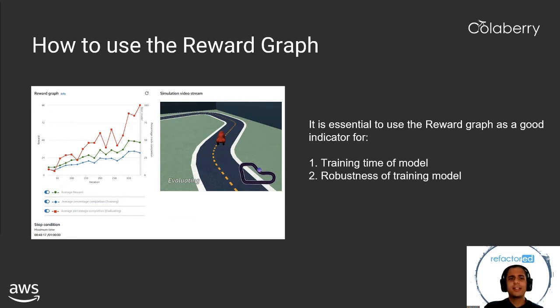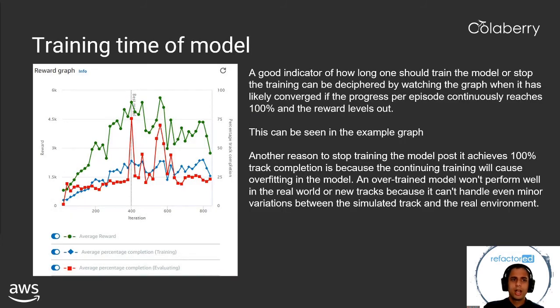Now, in our final section of the video, we will learn how to use the reward graph in the AWS DeepRacer. It is essential to use the reward graph as a good indicator for, first, the training time of our model, and second, the robustness of our training model. Let's talk about these. How do we determine the training time of our model?